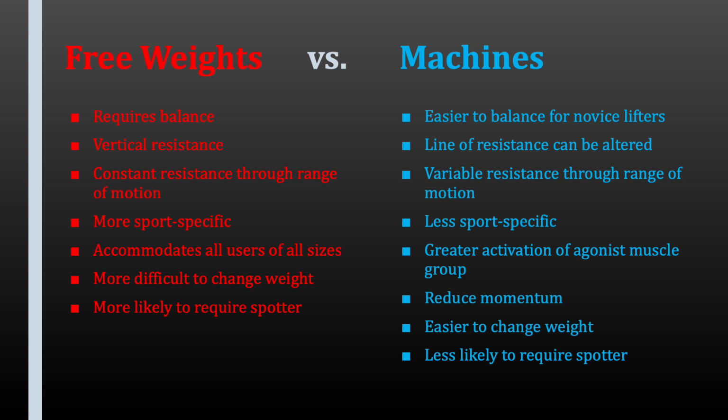With free weights, it's more difficult to change or add weight because of the balance and because of that vertical resistance. So it is more challenging. Free weights do likely require a spotter dependent on the type of movement that you are completing. For instance, if you are doing an exercise that is over the face, over the head, on the back, or on the shoulders, these require a spotter.